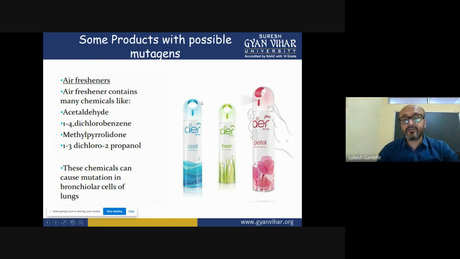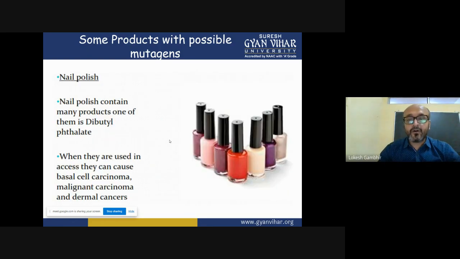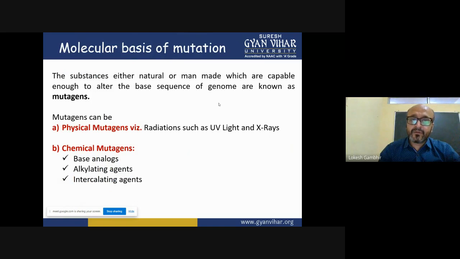Then certain air fresheners. These air fresheners are made up of chemicals like dichlorobenzene or dichloropropanol. These chemicals are very potent mutagens, and they can cause mutations in the bronchial cells of the lung. Or we are talking about nail polishes. They contain dibutyl phthalate, which is a known skin cancer agent or a basal cell carcinoma agent. So you see, there are multiple mutagens present here.